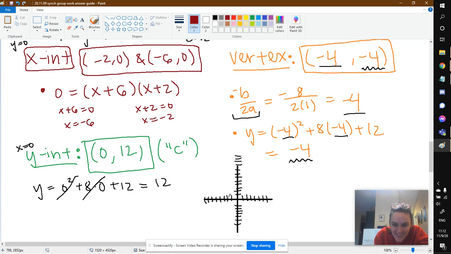Okay, so now we're just going to plot these points. We're going to say for 6, y gets up to 12. The vertex is at -4, -4. And then once we have these points, we connect the dots in the U shape, knowing that the vertex is going to be the very bottom. And that's how we graph quadratics.